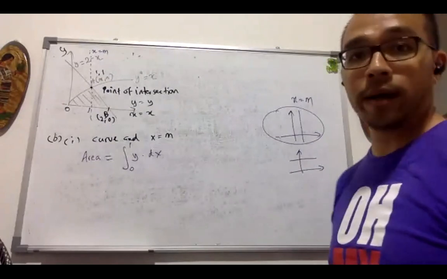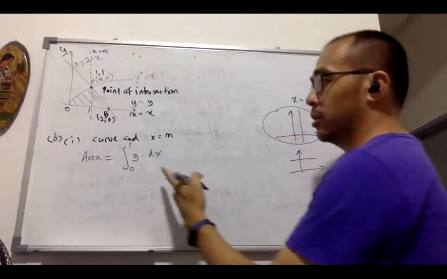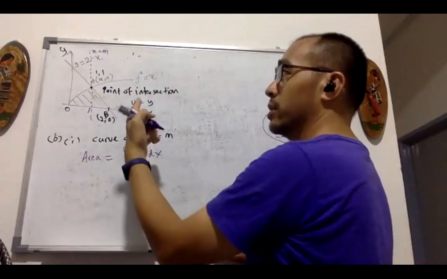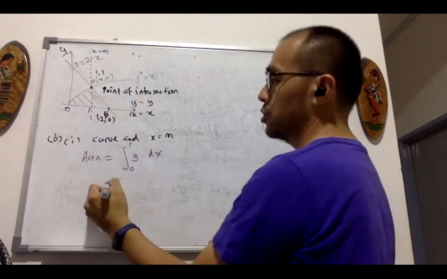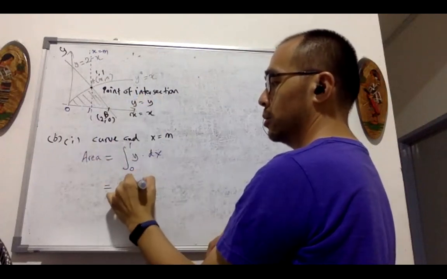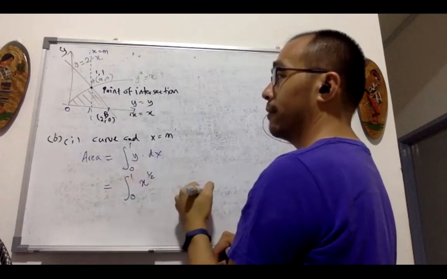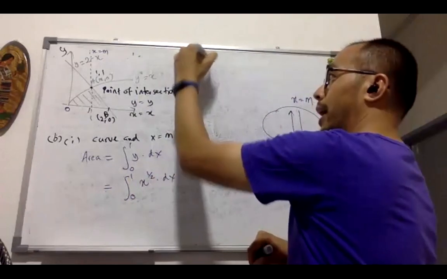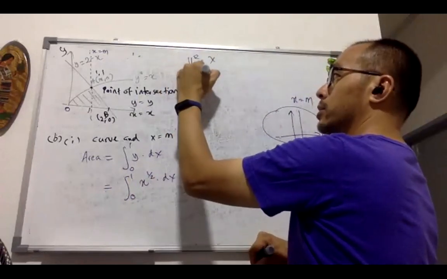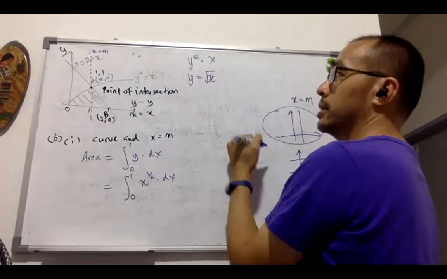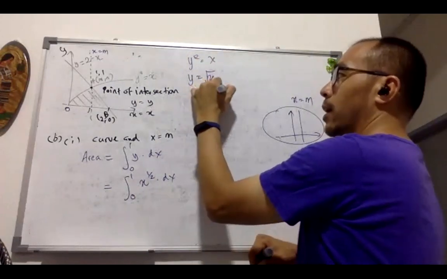Is there another way? Let me tell you what the problem with this is. If you do it this way, ours is y squared. So you get 0 to 1, and this will become x to the power of half, dx. Because if y squared equals x, therefore y equals the square root of x, which is actually x to the power of half.